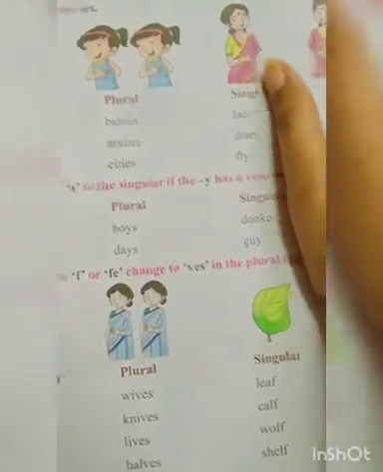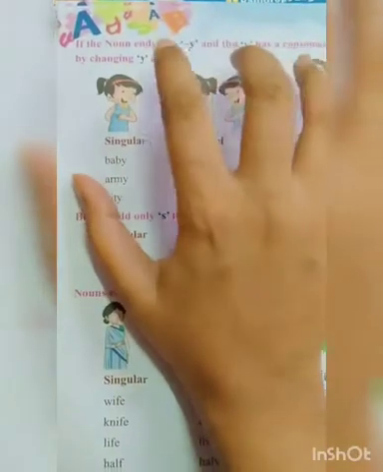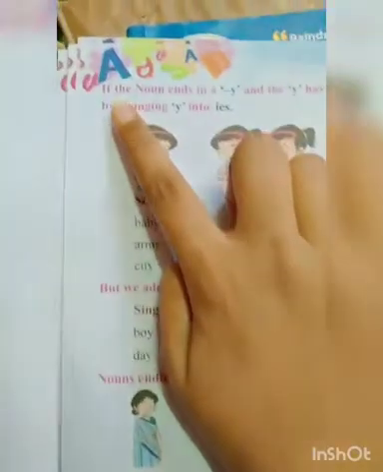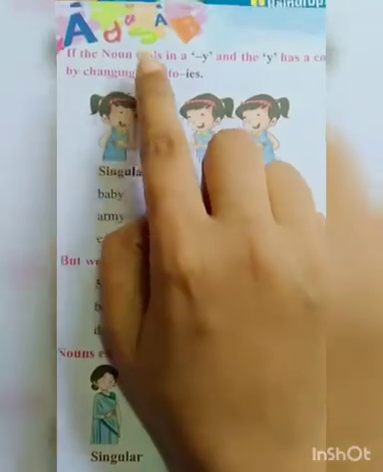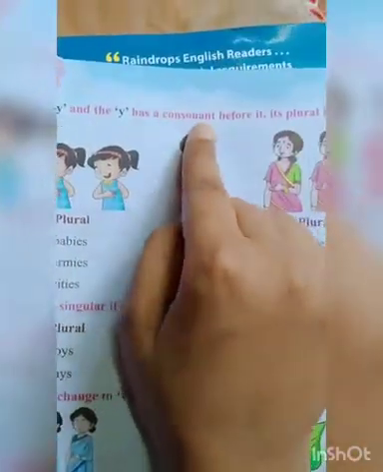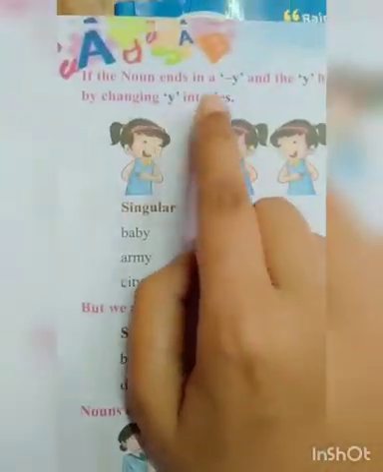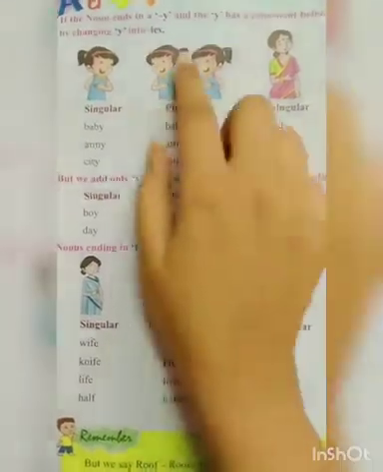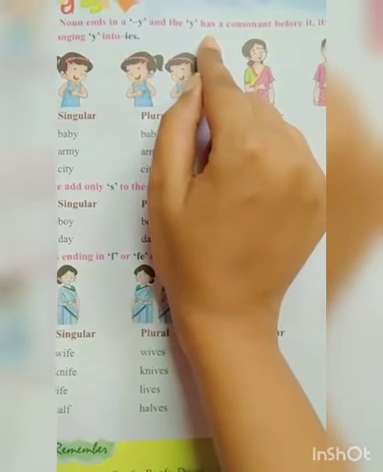I have told you that in my next class we will do the next page. So now see what we will do over here. We will just go through these examples so that you can understand. Take out page number 34. Now see, if the noun ends in y and the y has a consonant before it, its plural is formed by changing y into ies. If a word's last letter is y and before y there is a consonant.